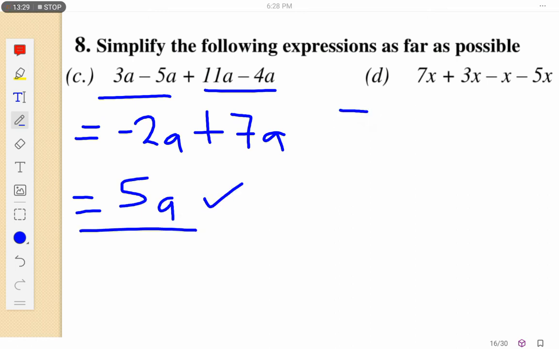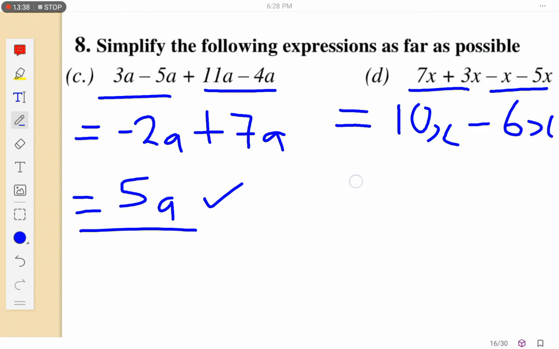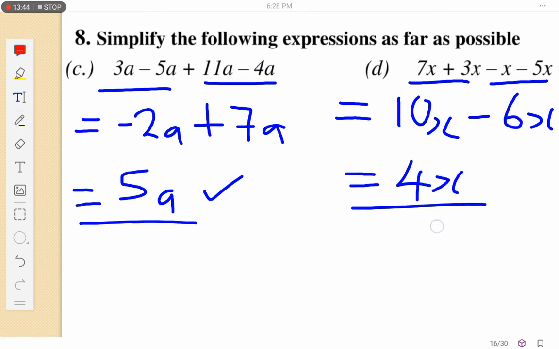Then this other one, 7x plus 3x, I get 10x. Minus x minus 5x, I get minus 6x. Okay. 10x minus 6x, I get 4x. Okay, that's fine there. Let's go on and finish.